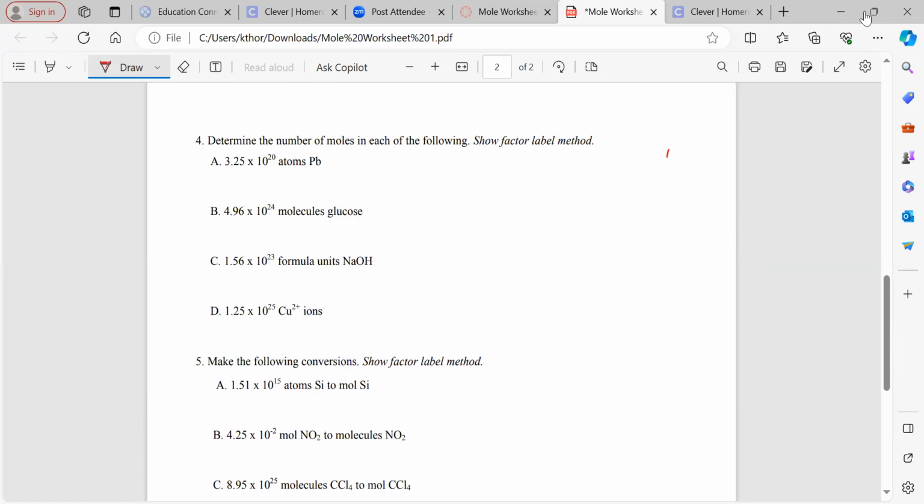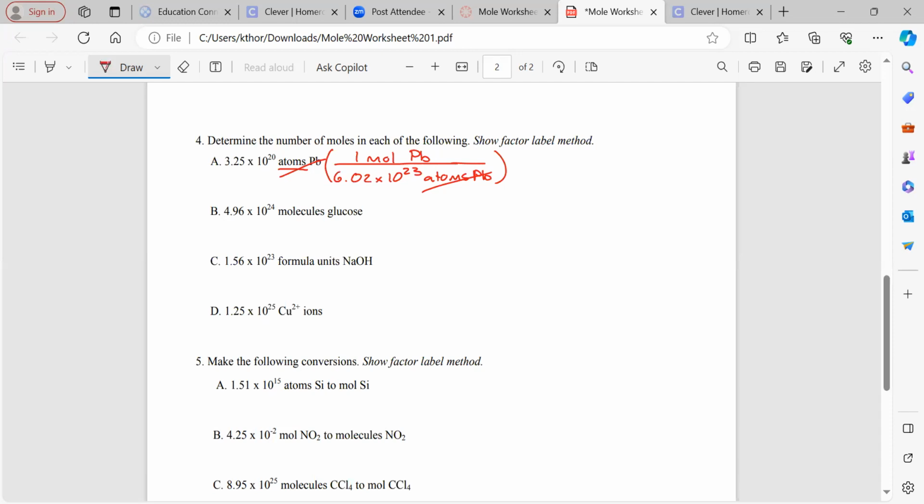Determine the number of moles in each of the following. Show the factor label method. Again, that's basically just dimensional analysis. All right. I have 3.25 times 10 to the 20 atoms of lead. Now, atoms is a representative particle, so I need to put Avogadro's number on the bottom. And I'm going to have atoms of lead. And that's going to be under 1 mole of lead. Atoms of lead cancels out. You're going to do division here. So 3.25 divided by 6.02.